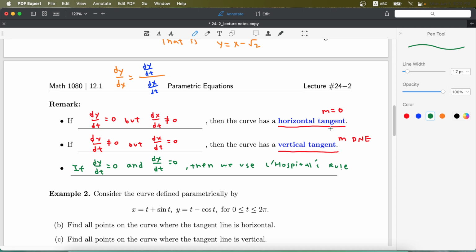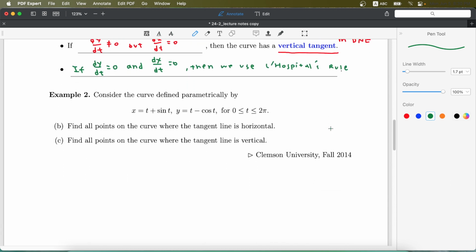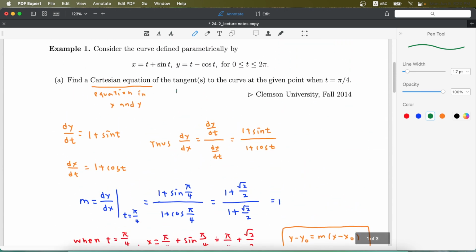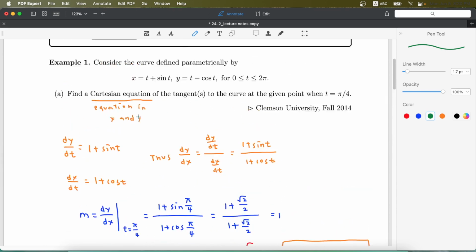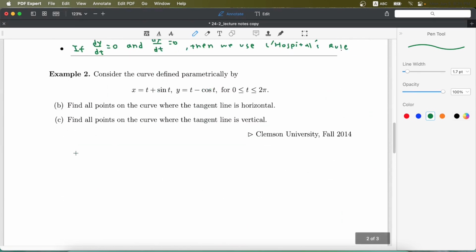Let's take a look at example 2. Consider the curve defined parametrically by x equals t plus sine t, y equals t minus cosine t. I believe this is the same pair as before. So we can just use what we had previously to work on part B and part C. In part B, we want to find all points on the curve where the tangent line is horizontal. And in C, we want to find all points on the curve where the tangent line is vertical.